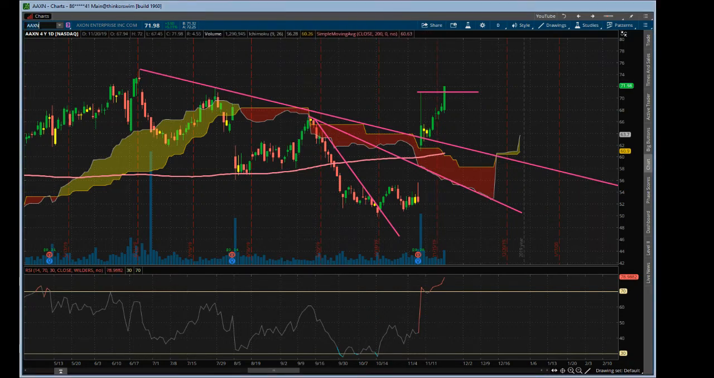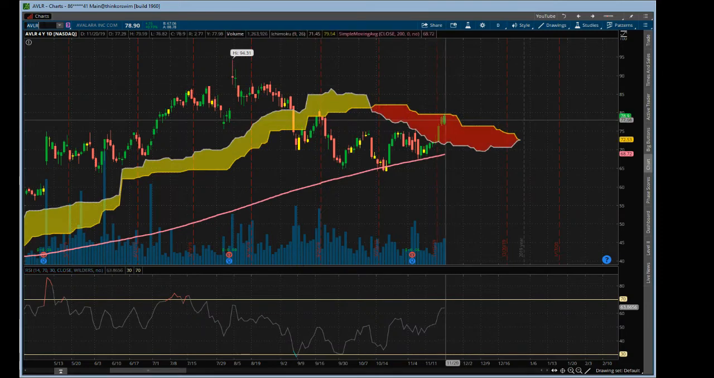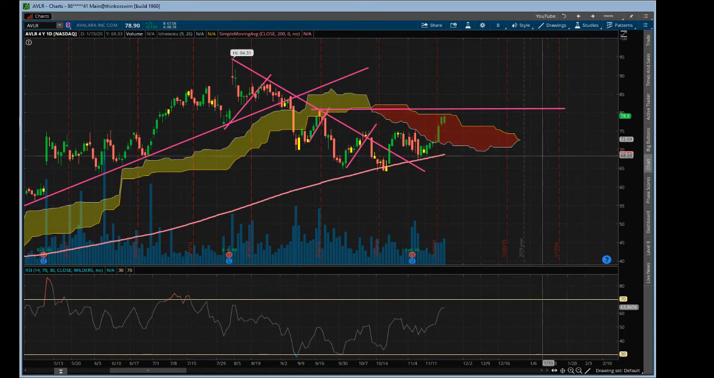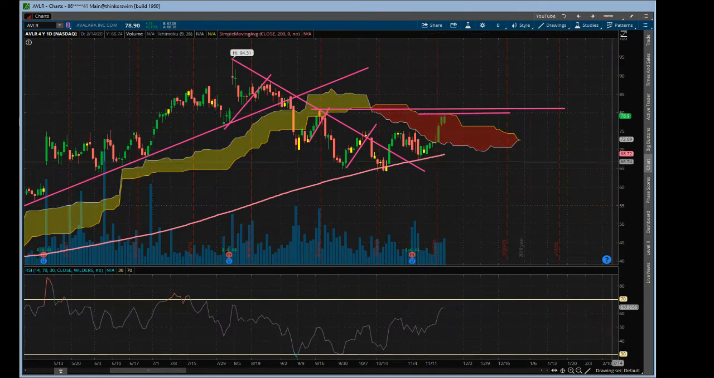AVLR. Okay, this one's still bullish, right? A lot of bullish stuff going on right here. Watch for some resistance here off of that guy. Okay, and you have cloud resistance right here. There's your cloud, so watch for that for potential resistance right there. Otherwise, bullish, if we can get through those. Good.